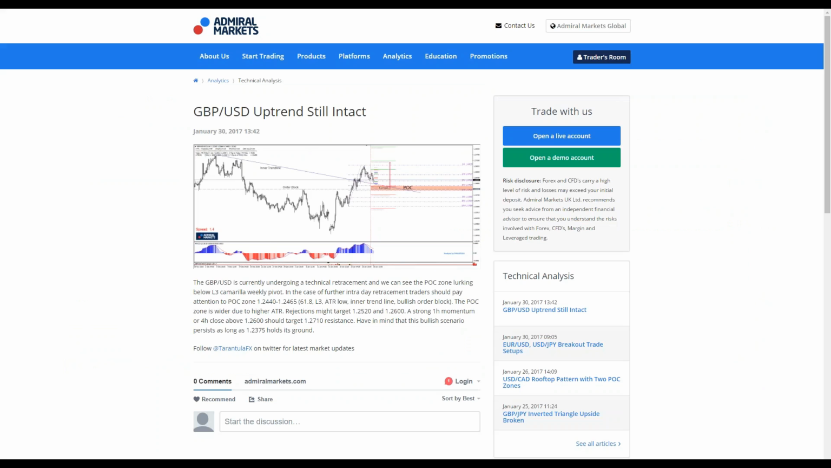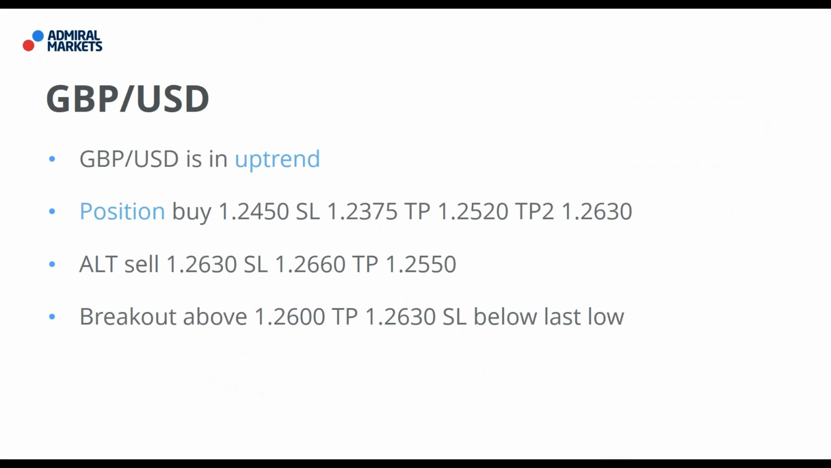And of course, if you want to see the slide, this is the slide. Around 2250 is buy, 2375 is stop loss, TP is 2520, TP2 is 2630. Alternative sell will come around 2630, stop loss 2660, TP 2550. So you see a lot of different setups, a lot of chances to actually get into the market. And if you see a breakout about 2600, TP should be 2630. That is a breakout setup with a stop loss below the last low. So also pay attention to this.